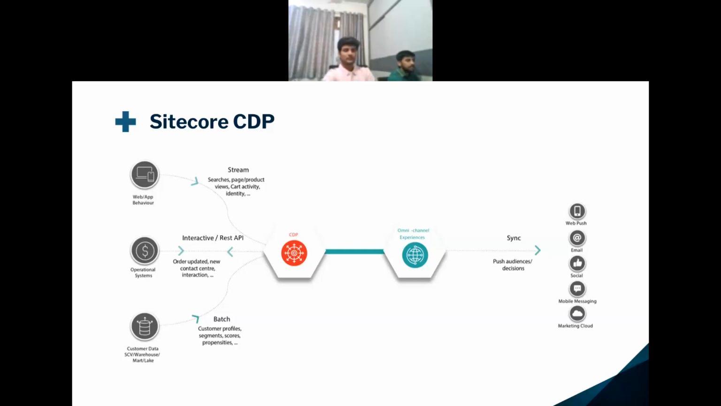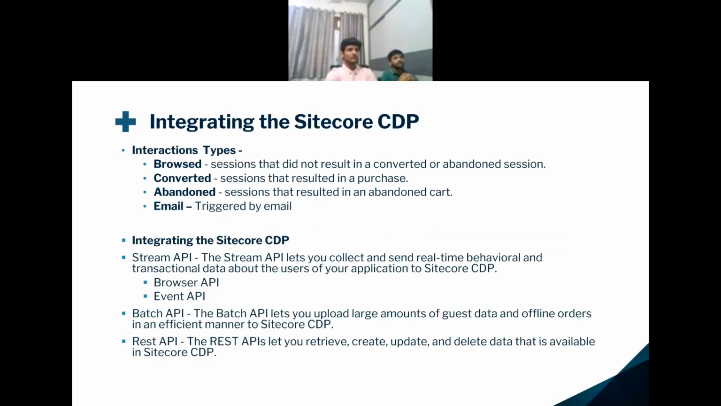The next thing is what the integration types in CDP are, or how we can integrate Sitecore CDP. First is Stream API, second is Batch API, third is REST API. Stream API lets you collect and send real-time behavioral and transactional data about the user to your application, and it has two kinds of APIs. First is Browse API, second is Event API.